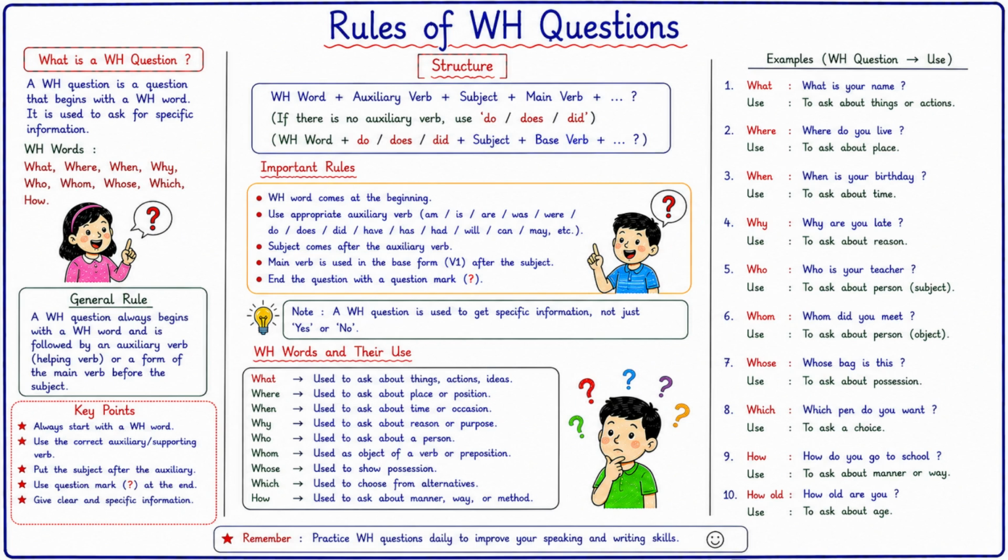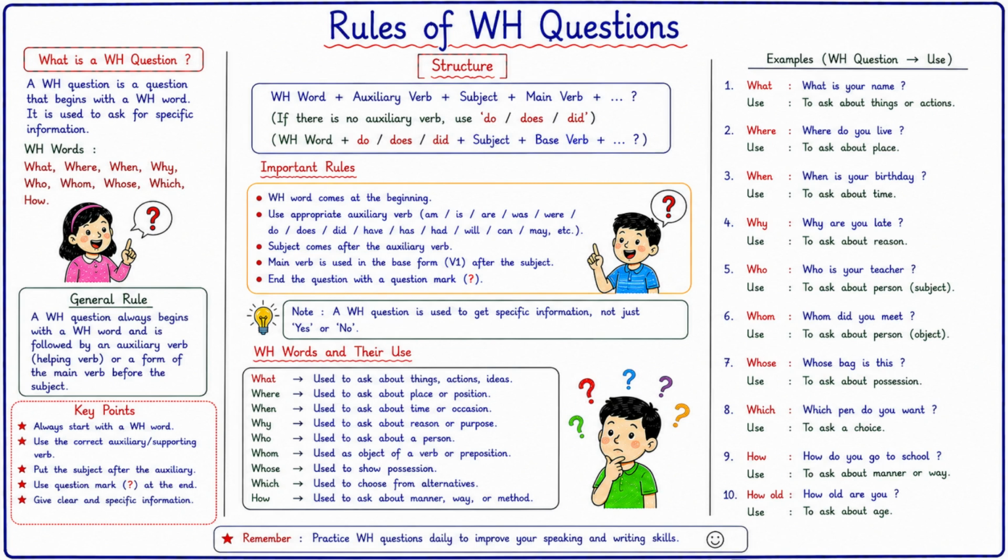Now let's understand each WH word and its use. First is what. What is used to ask about things, information, actions, or ideas. For example, what is your name? We are asking for information about a person's name. Another example is, what are you doing? Here, we are asking about an action.